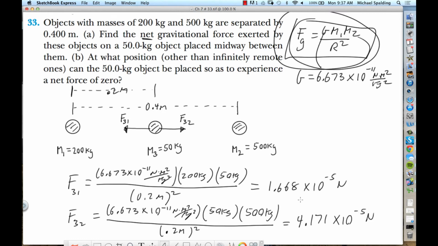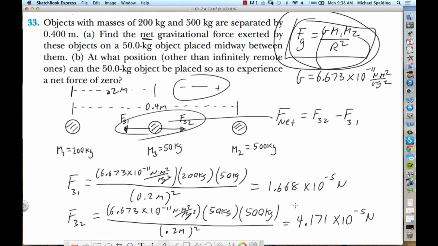All right, so which of these two forces is going to win? Basically, think about it like a tug of war. F32 is to the right, F31 is to the left. How do we find the net force? F net is going to be what? F32 minus F31, right? With our sign conventions, plus to the right, minus to the left. So basically, we subtract these two forces, and you get a net force of 2.5 times 10 to the negative fifth, to the right.